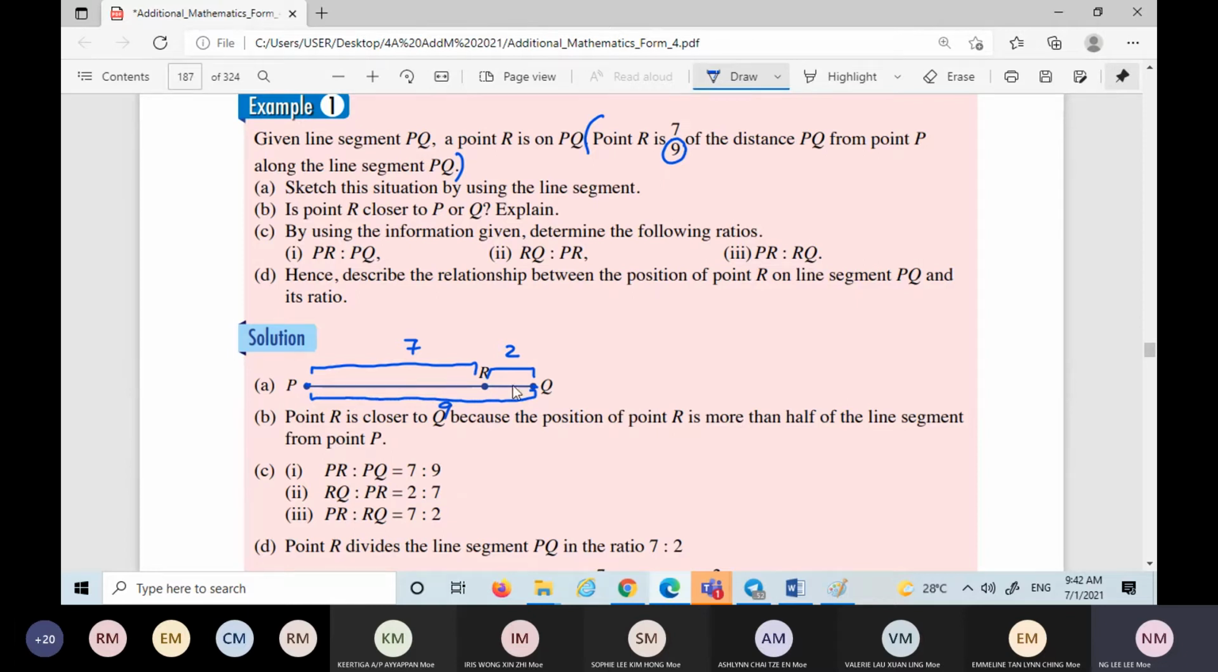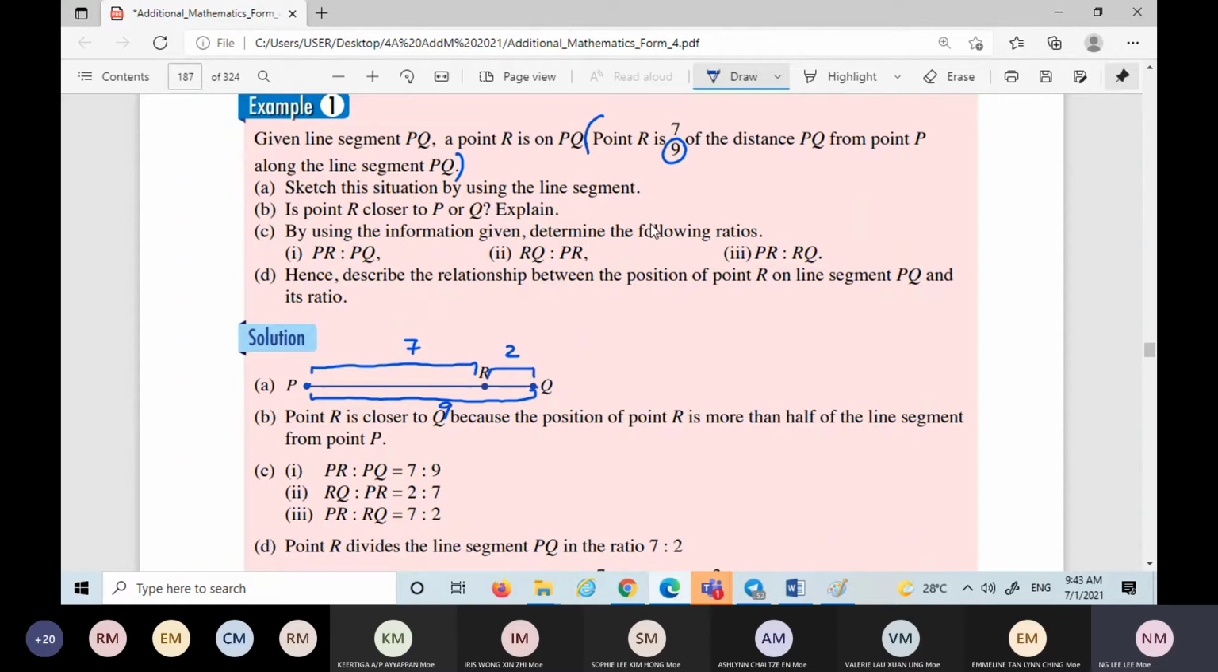So when you draw, you just measure with your ruler. Maybe you use centimeters. So this is 9 centimeters, this is 7, and this is 2. Then you just draw and label 7, 2, and then 9. But don't write the unit because this is the ratio, the portion, not the exact distance or the exact length.